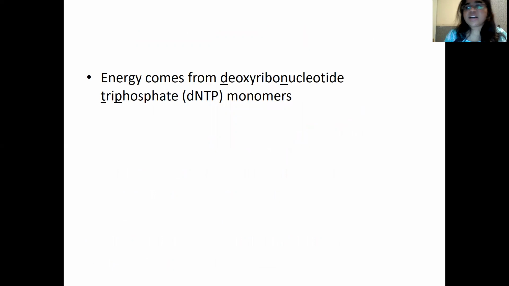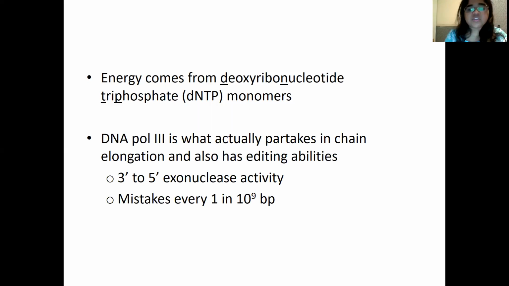So there is a lot of energy involved. And with this, you see that the energy actually comes from the deoxyribonucleotide triphosphate monomers. Essentially, when each of the nucleotides is added on, it releases energy. So it's a lot of energy that's coming out of this. Okay. And DNA polymerase 3 is what actually participates in elongation. It also has editing abilities to make sure everything is all set.